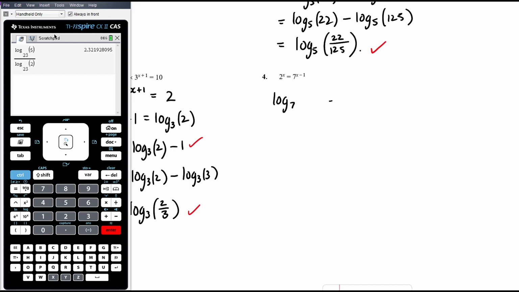You might also find it easier, I tend to find it a bit more confusing to make the switch like that with these. I tend to find it easier to think about taking log of both sides in this case. And again, you can choose whether you take log base 2 of both sides or log base 7 of both sides. Whilst 2 is a nicer number, it is sometimes easier to take the base of the more complicated exponent. Okay, so I'm going to try and take log base 7 of both sides here. So log base 7 of 2 to the power of x is equal to log base 7 of 7 to the power of x minus 1.